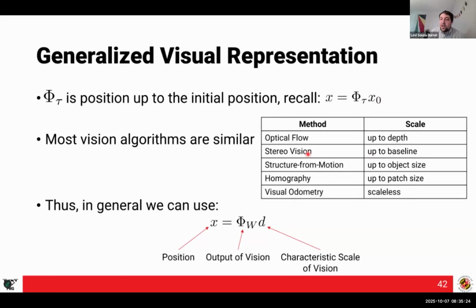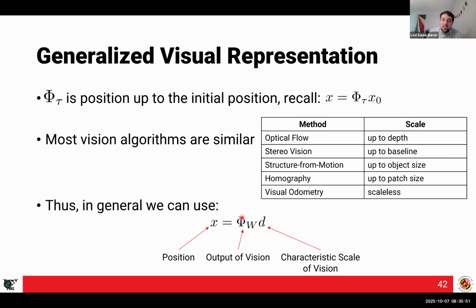So if you have a stereo camera, you get a system where this unknown multiplier is the distance between the two cameras. And if you were to do structure from motion, it would be up to the object size. And in all of these cases, even though people sometimes claim stereo gives you 3D immediately, what we realize is that it just gives you position up to, again, another unknown scale.